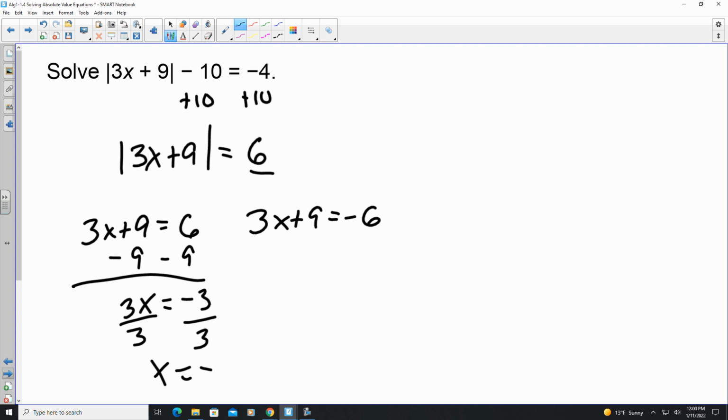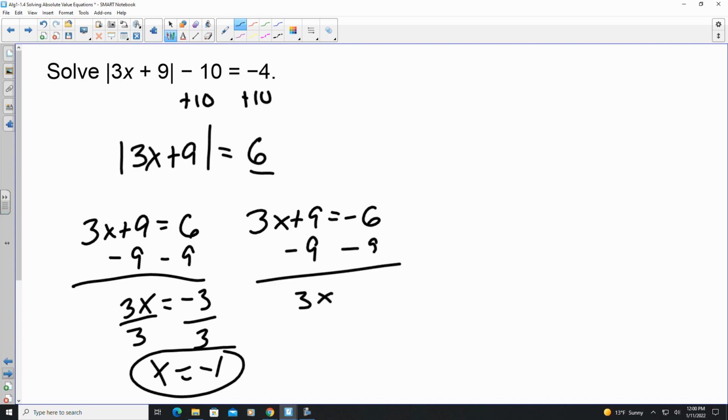X is now going to be equal to -1. Going to the second equation, same thing, subtracting 9 from both sides. I have 3x is equal to -15, dividing 3 both sides here. X is -5. So x is -1 and x is -5.